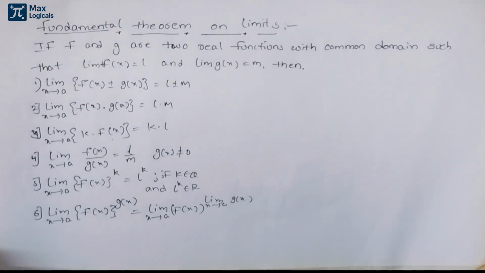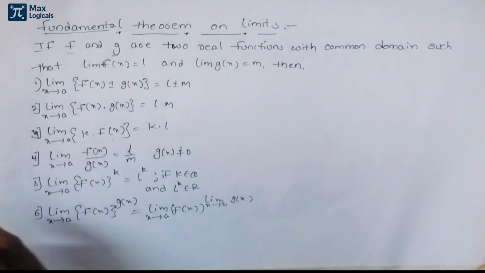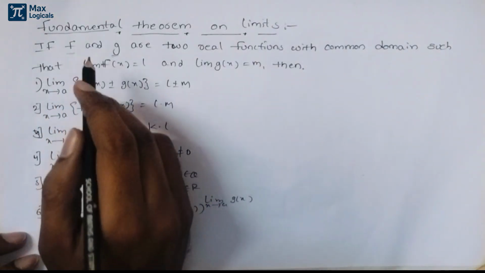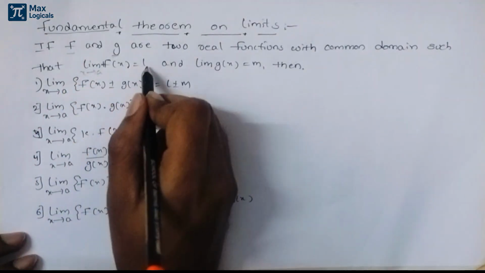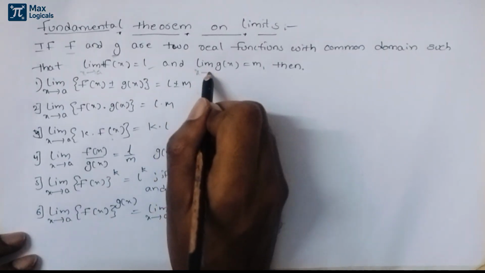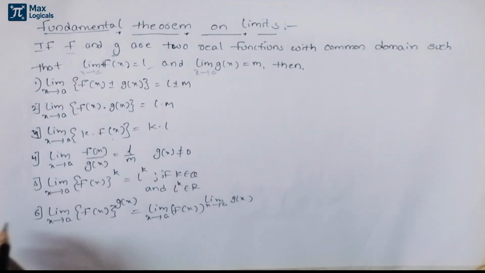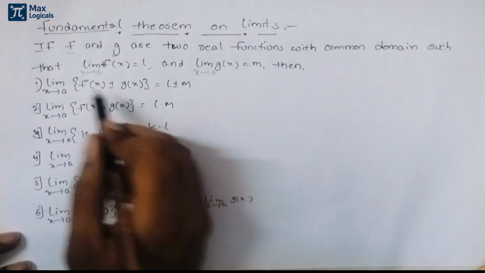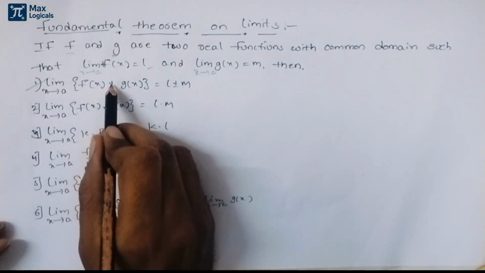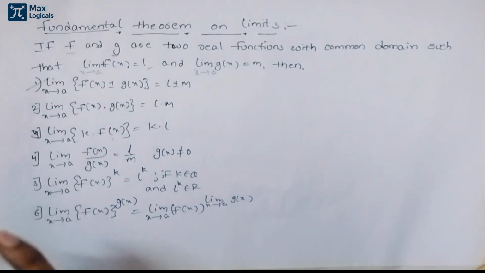If f and g are two real functions with a common domain, such that the limit as x tends to a of f of x equals L, and the limit as x tends to a of g of x equals m, then we have to satisfy six conditions. First, the limit as x tends to a of f of x plus g of x equals L plus m.